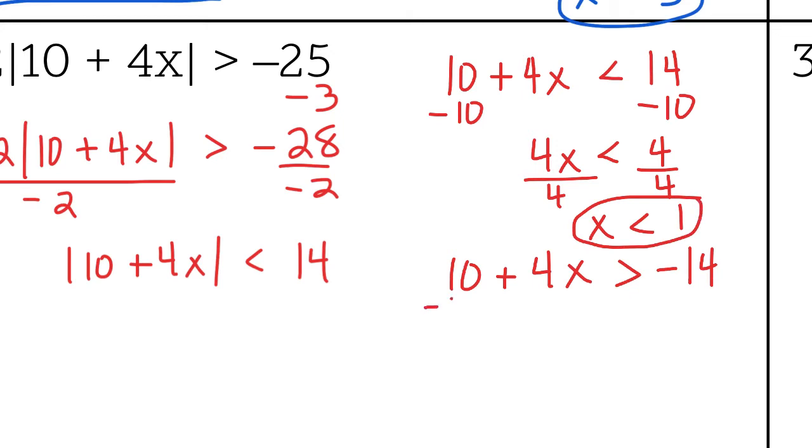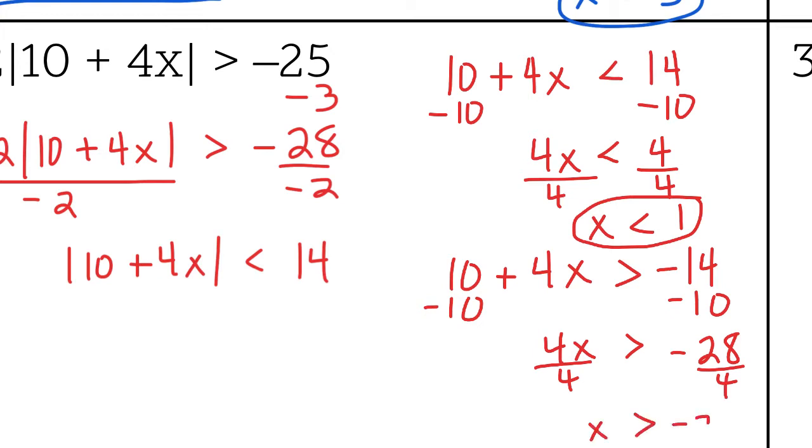Now let's do the same thing for the other equation. Subtract 10 from both sides. 4x is greater than negative 28. Divide by 4. So x is greater than negative 7. That's the other part of my inequality. So when I write my answer, I'm going to combine these two things.